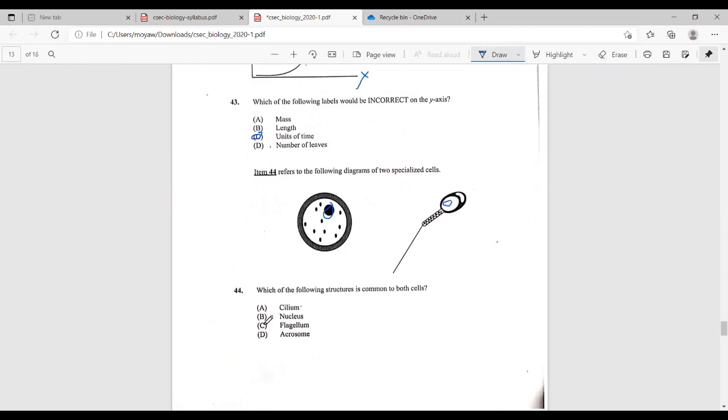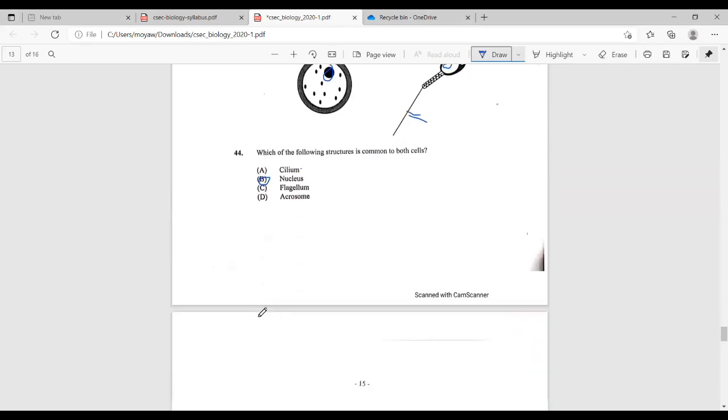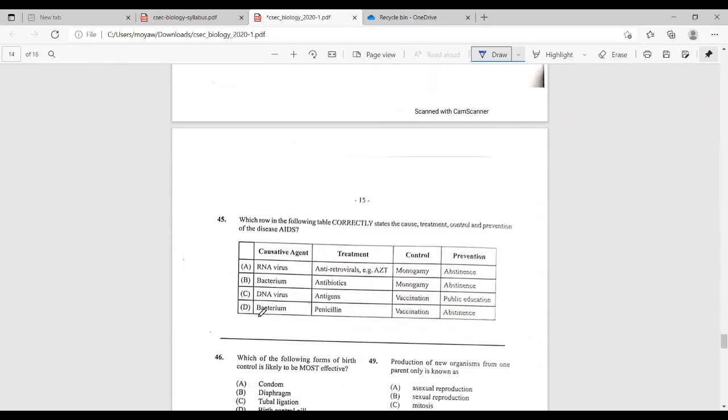And then C, we have the flagellum. The flagellum is only on the sperm cell, as we can see here. And then we have the acrosome, which is at the top. The acrosome is only on the sperm cell, and it contains enzymes that dissolve a passage into the ovule. So that's the function. The best option here would have been the nucleus, because we can see that it is in both of the diagrams.